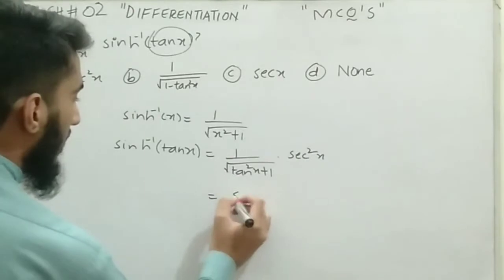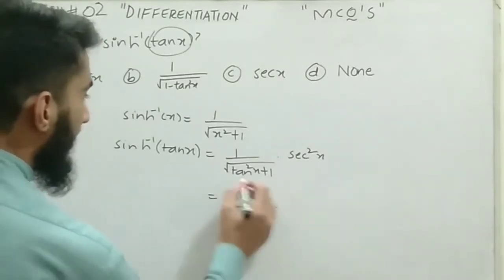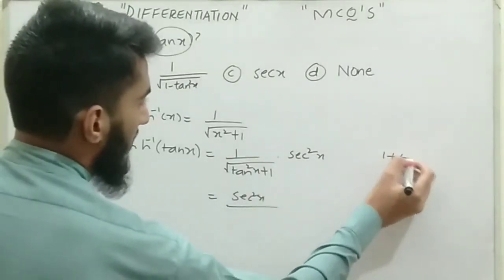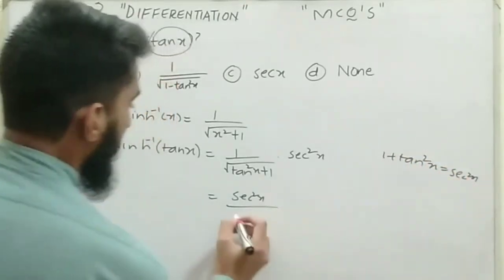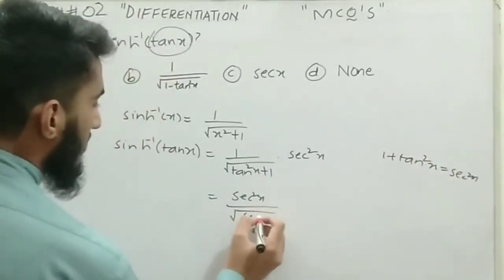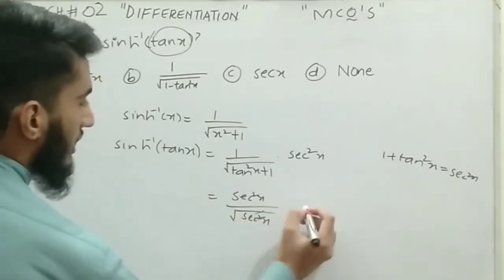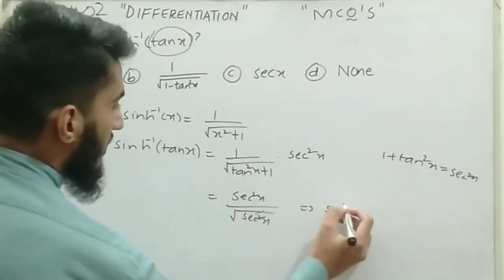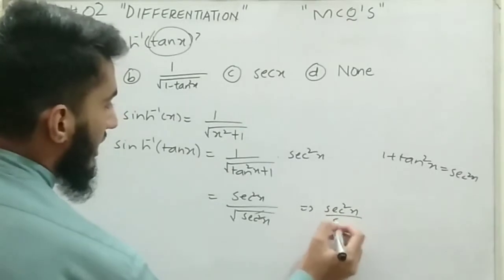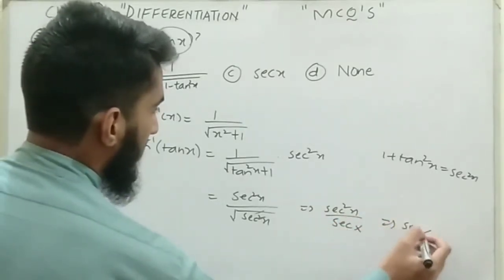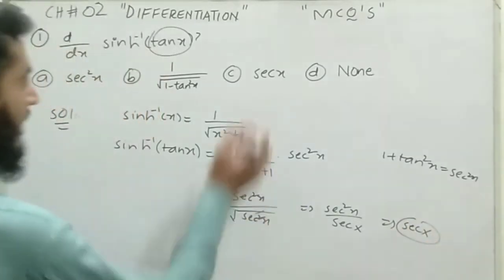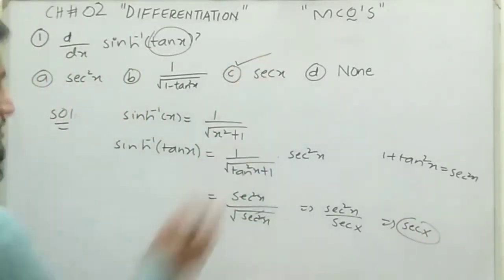So in the numerator we have secant square x, and in the denominator we use another formula: 1 plus tangent square x is always equal to secant square x. So it becomes the square root of secant square x. The square cancels out with the square root, so in the numerator we have secant square x, and in the denominator we are left with secant x. Secant square x divided by secant x gives us the result secant x. So the correct option for MCQ number 1 is option C.